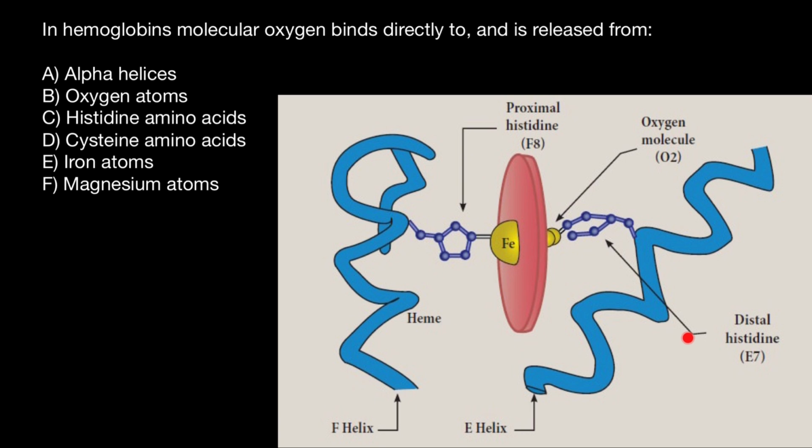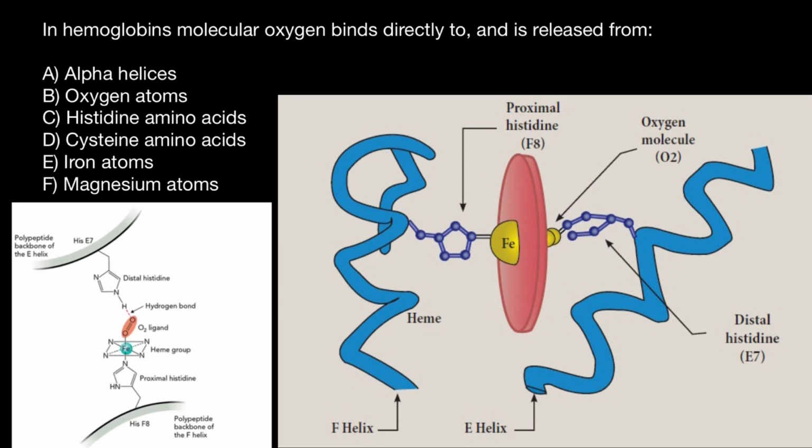And this distal histidine is shown here for a purpose, because this nitrogen, and here's one nitrogen, here's another nitrogen in this ring, is going to have a hydrogen bond with the oxygen molecule. This means that the molecule of oxygen is going to be covalently bound to the iron in the heme group and is going to have a hydrogen bond to the R group of the histidine in the E helix.